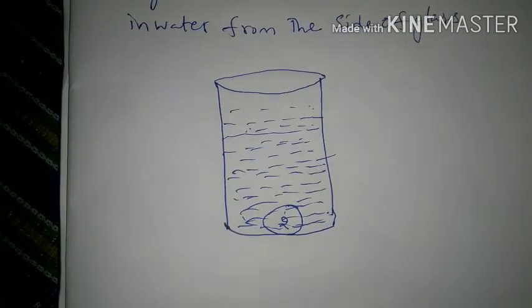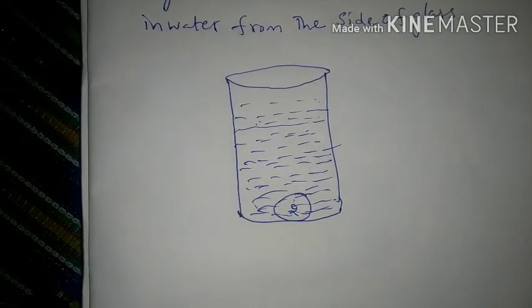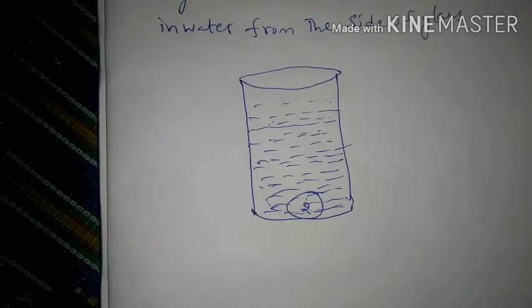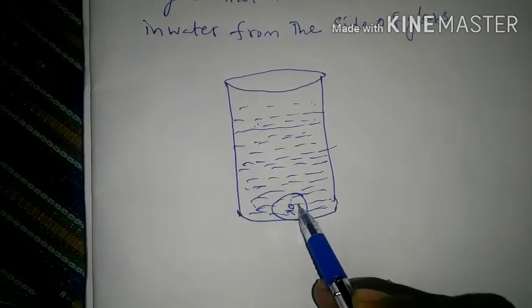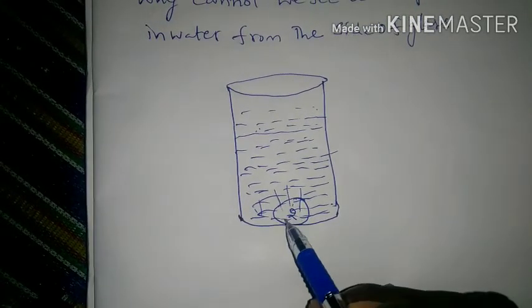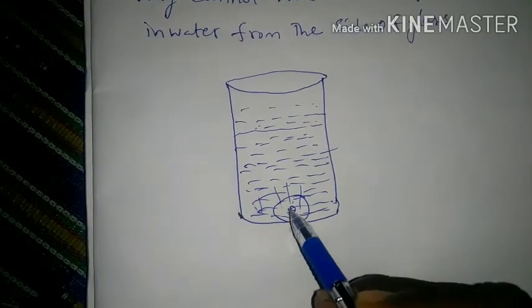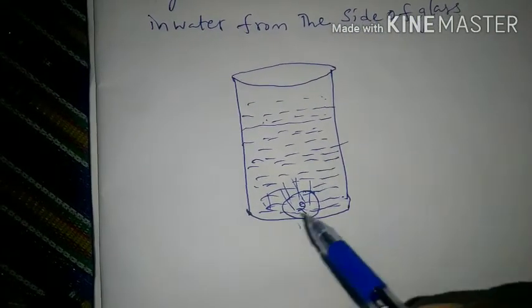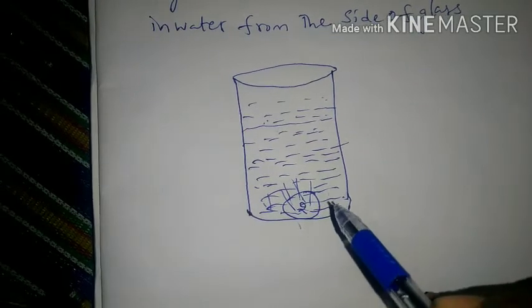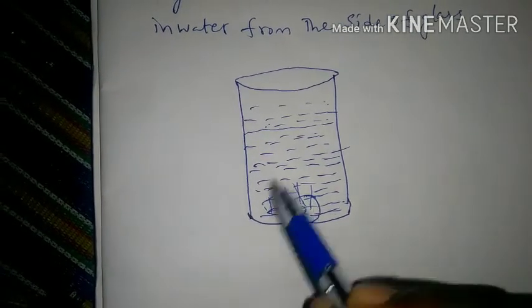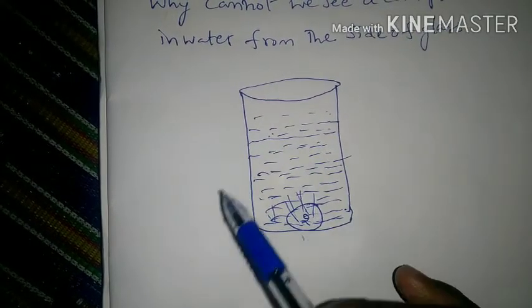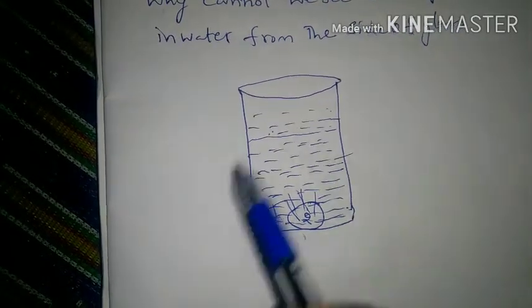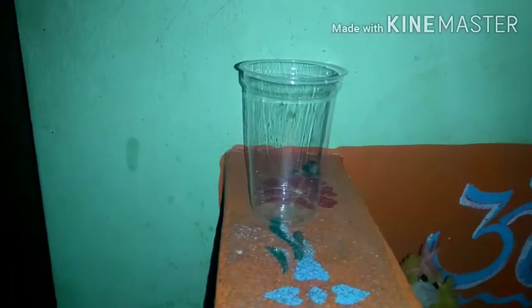Now you cannot see the coin because the coin rises up. This is due to refraction. This is activity 6 practical.